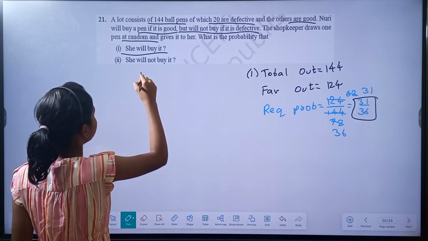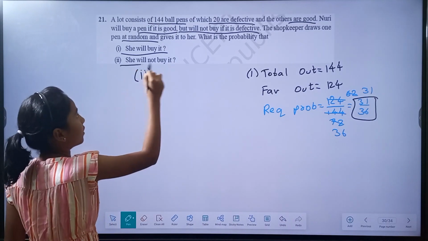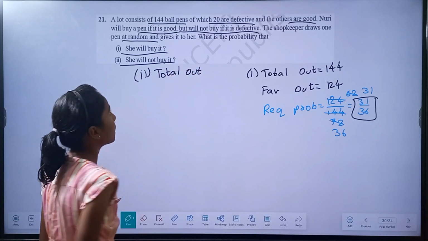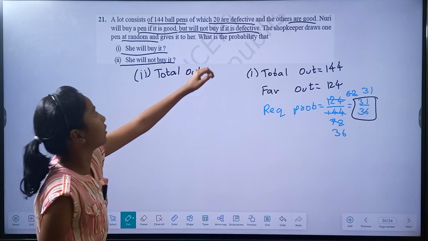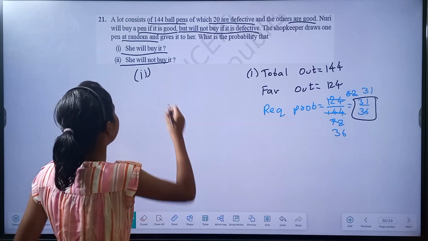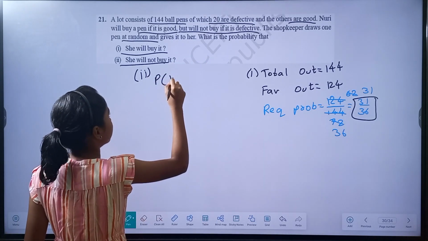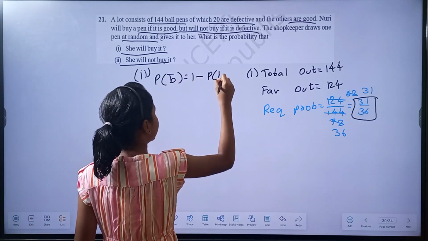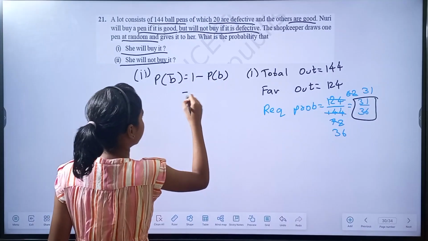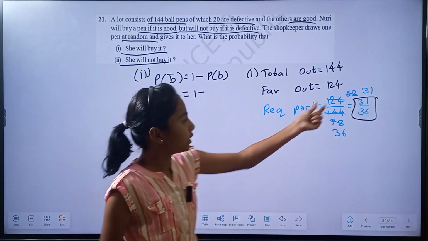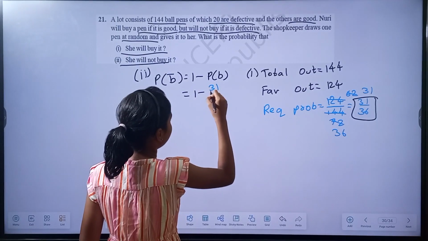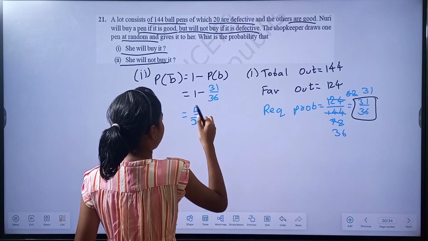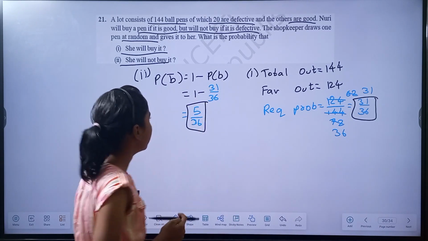Now second, she will not buy it. We can use the complementary probability. So P of not buying is equal to 1 minus P of buying the pen, which is equal to 1 minus 31 by 36. So we can write it as 5 by 36. Okay.